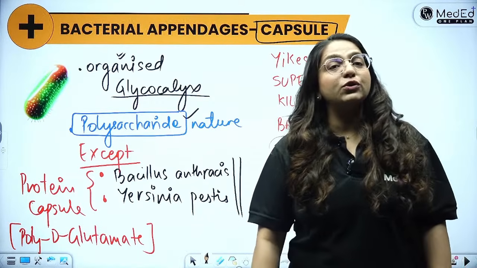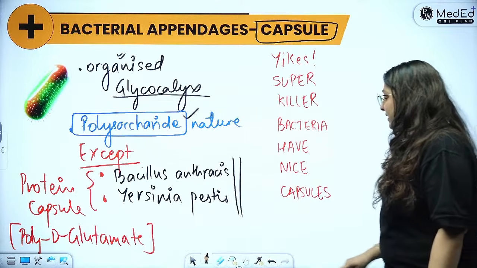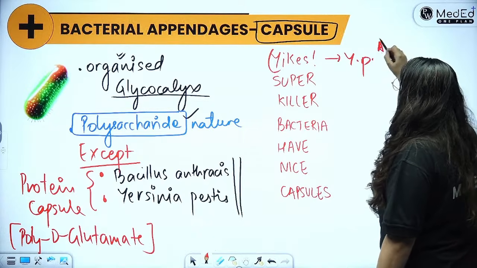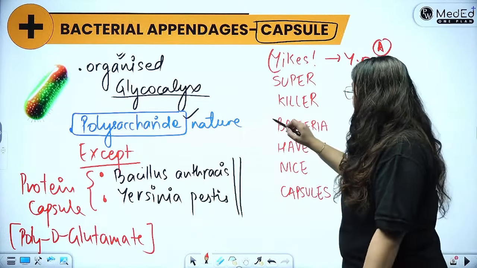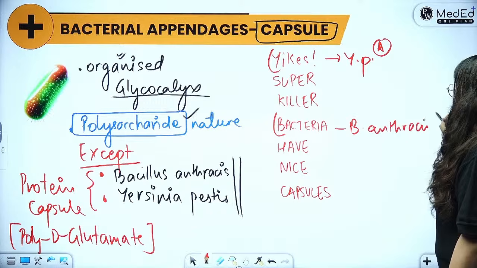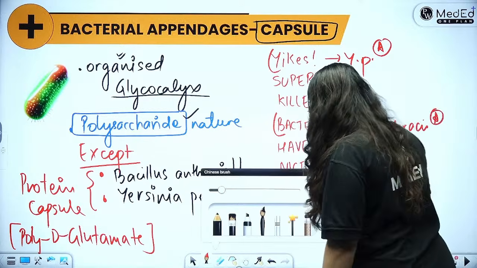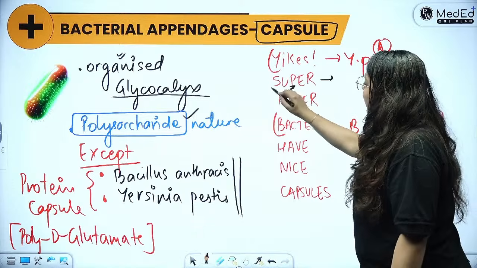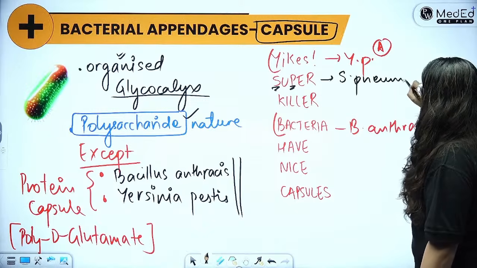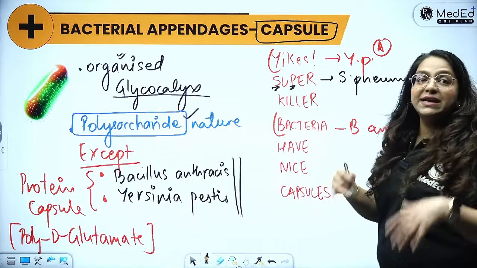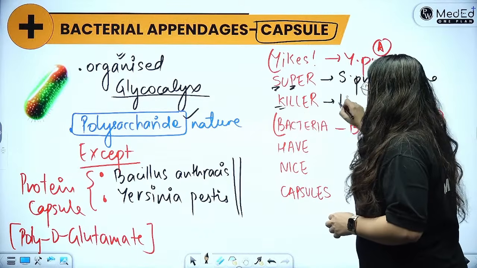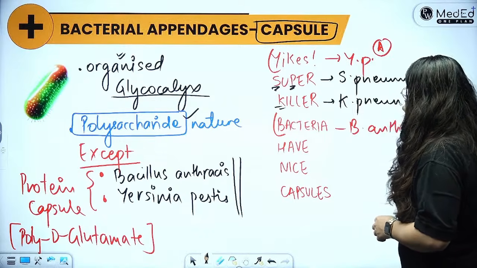Now, what is a mnemonic to remember the capsules? Yikes, super killer bacteria have nice capsules. So, yikes: of course you have Yersinia pestis, which is a protein capsule. And here you have Bacillus anthracis, which is also a protein capsule. These two I have labeled separately. Now, let's mark the other ones. Super has S and P in its name, so what do you remember? Streptococcus pneumoniae also has S and P. So pneumococcus, or Streptococcus pneumoniae, is a capsulated bacteria with a lanceolate or flame shape. Killer is Klebsiella pneumoniae. Klebsiella pneumoniae is very much capsulated.